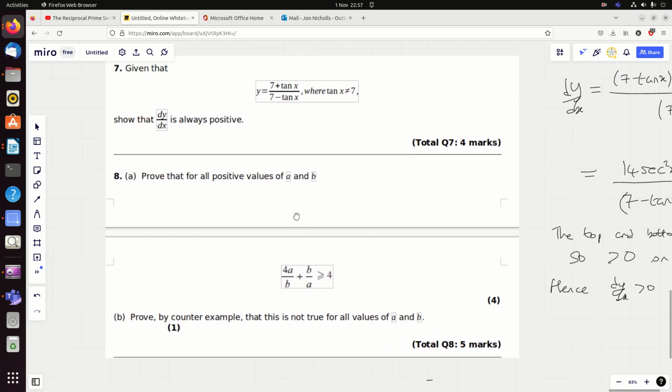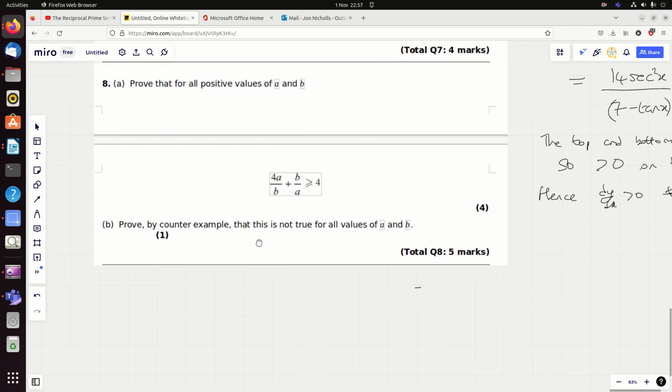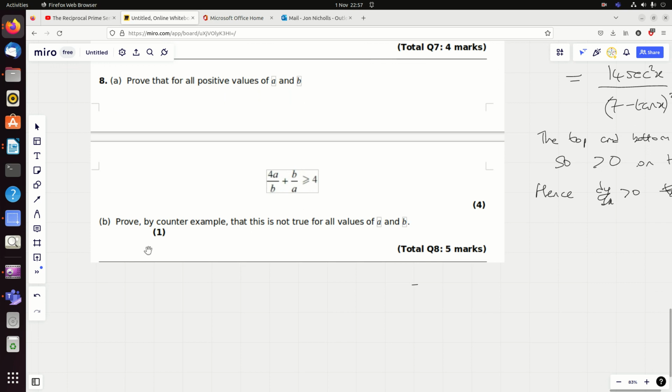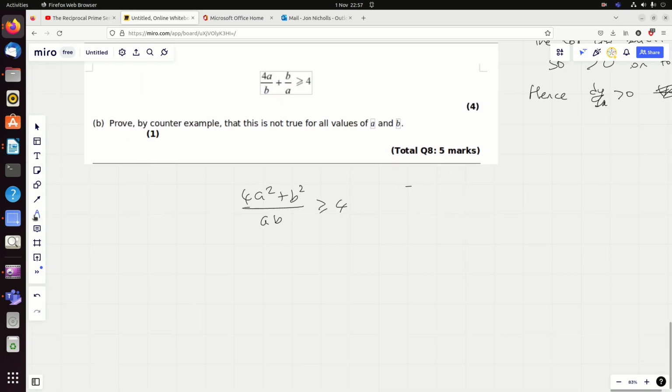Okay, what have we got next? Question 8. Prove that for all positive values of a and b, this is true. This is hard, isn't it? This is definitely a hard question. No question about it. If you don't get this right in test conditions, I won't judge you. Okay, right. What are we going to do here?